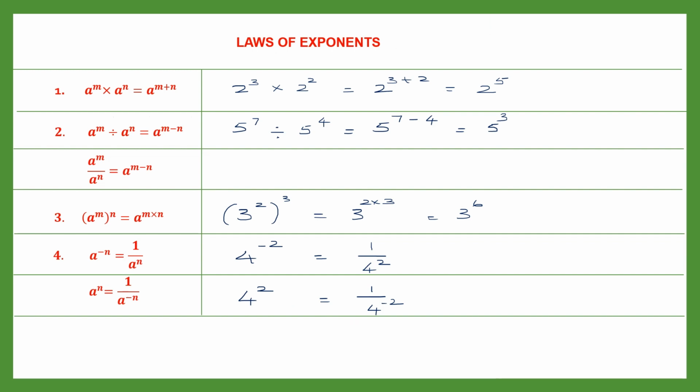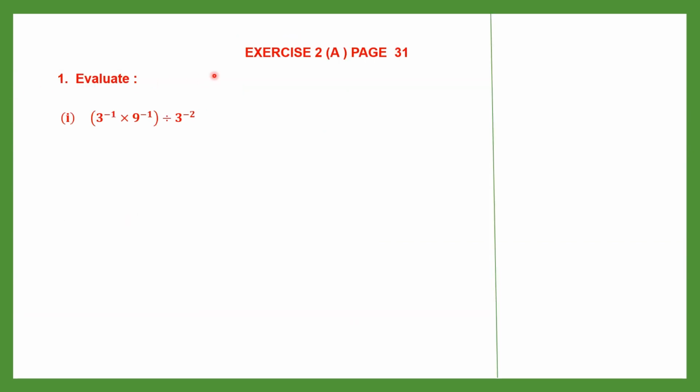So let's keep all the laws in mind and work out exercise 2a, page number 31, question 1, evaluate. In the first one, we have 3 to the power of minus 1 into 9 to the power of minus 1 in brackets divided by 3 to the power of minus 2. So what is given in brackets has to be done first. And here we have 3 to the power of minus 1. So let's work out what is within brackets first.